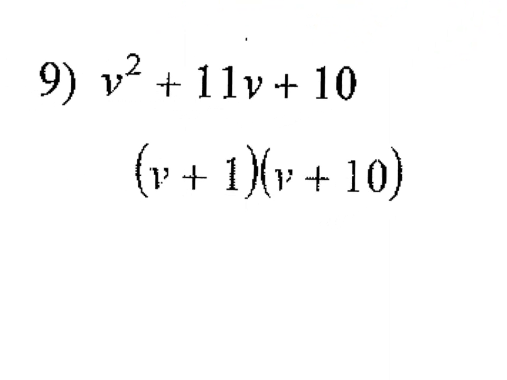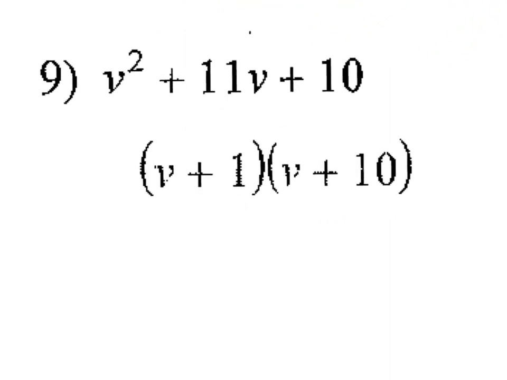All right, so this one again, quadratic with a 1 out front. So again, I'm just looking for factors of 10 that add to 11. Well, start your list. So I start with 1 times 10 and boom, got it right off the bat here. Since it's all positives, we know it's got to be positive, positive. So the v squared just broke down to v and v, and then you've got a plus 1 and a plus 10.